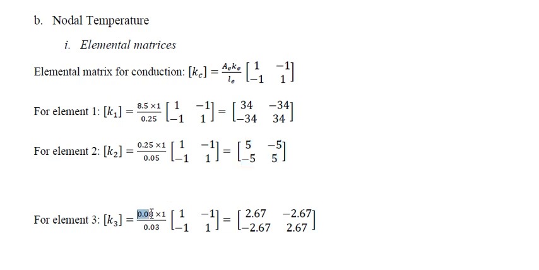Similarly, 0.08 is the value of K3. A3 is 1. L3 is 0.03 meters. It is 2.67. Like that.